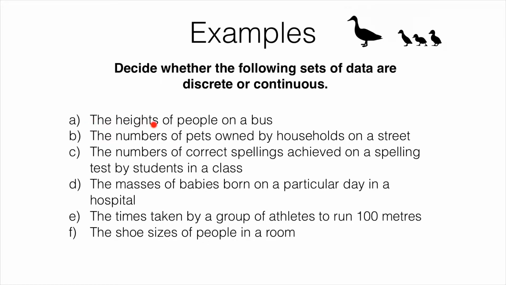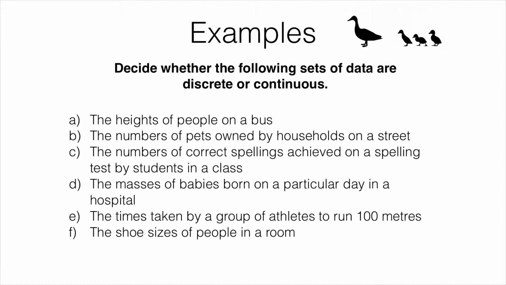First of all, let's have a look at this. The heights of people on a bus. If we went on a bus and recorded the heights of all the people on there, we would have data. Now, this data is an example of continuous data because somebody could be absolutely any height whatsoever. They don't have to just take particular values.